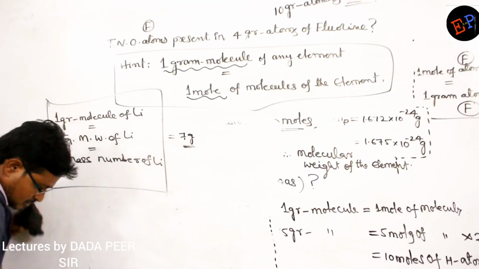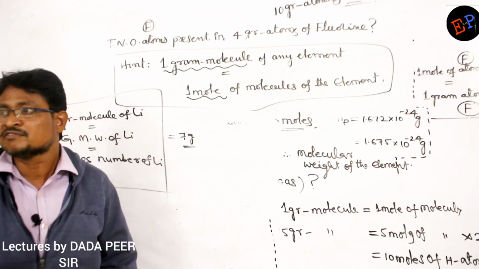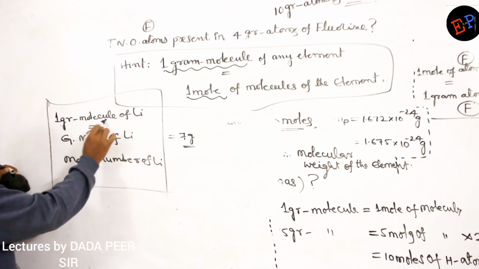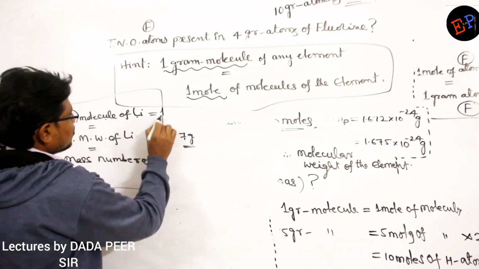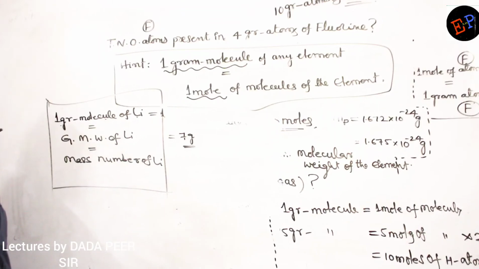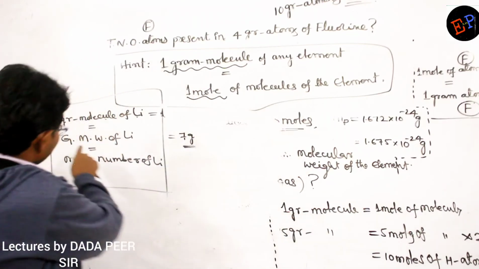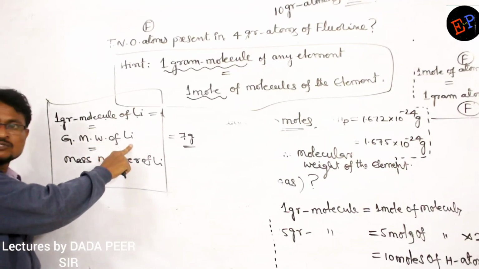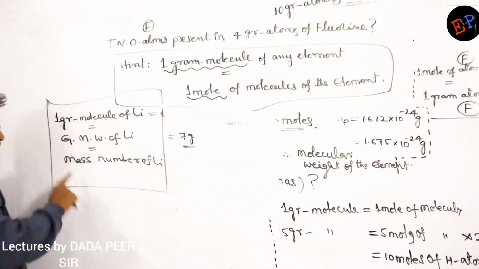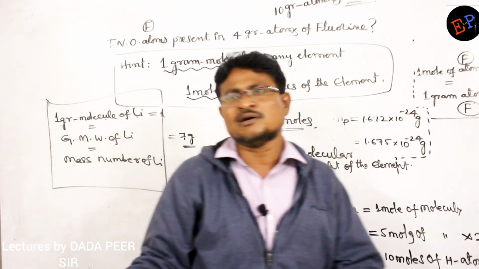7 grams. Approximately 7 grams. Right? So how many moles have I been given? Say 1 gram molecule of lithium is equal to 1 mole of lithium, 1 mole of lithium atoms. 1 gram molecular weight of lithium is equal to 1 mole of lithium. Mass number of lithium is equal to 1 mole of lithium.